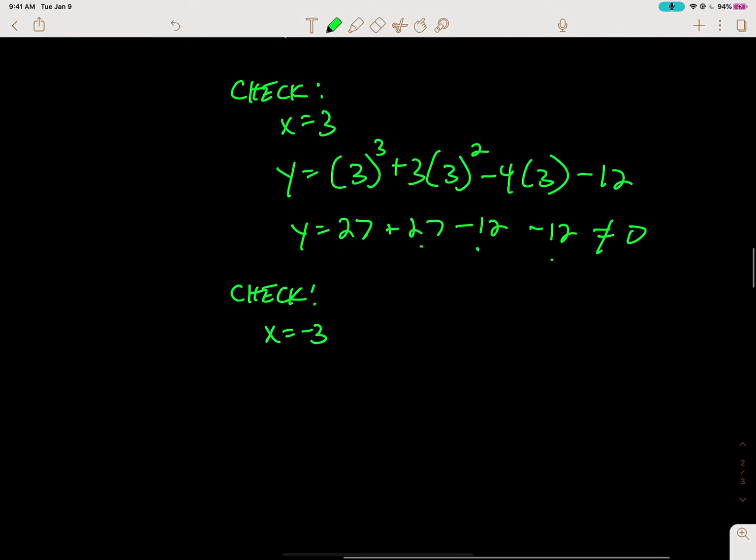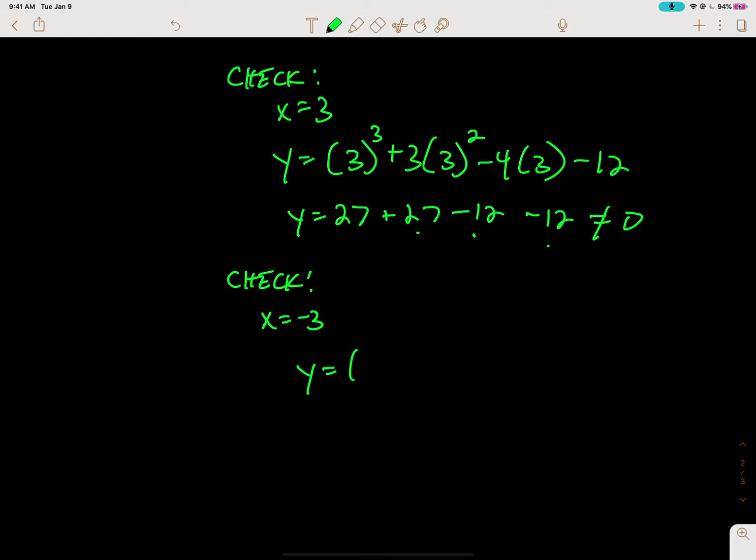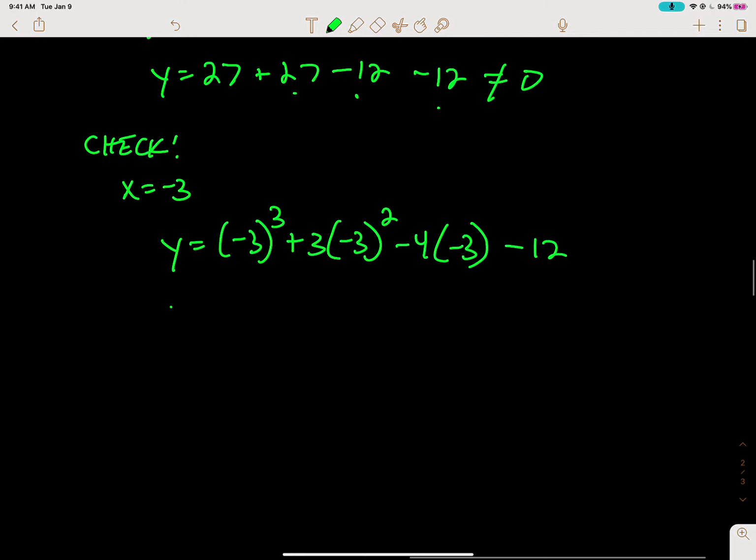We get y equals -3 cubed plus 3 times negative 3 squared minus 4 times negative 3 minus 12. So negative 3 times negative 3 is 9, times another negative 3 is negative 27. Negative 3 times negative 3 is 9, 9 times 3 is a positive 27. Negative 4 times negative 3 is a positive 12, and then we have our minus 12.